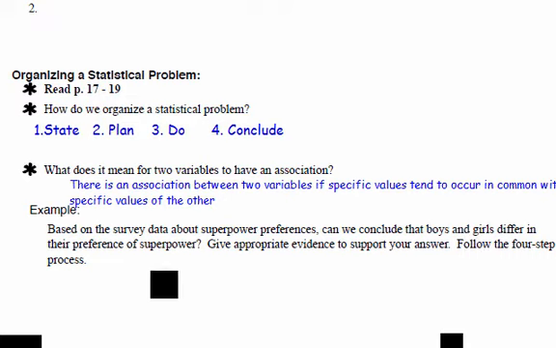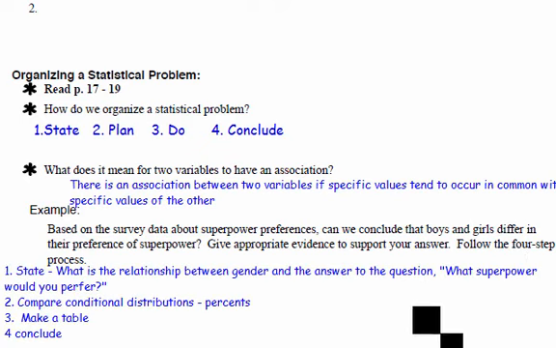Okay, so example. Based on the survey data about superpower preferences, can we conclude that boys and girls differ in their preference of superpower? Give appropriate evidence to support your answer. Follow the four-step process. Okay, so what is our four-step plan? State what the question is. What is the relationship between gender and the answer to the question, what superpower would you prefer? Compare conditional distributions or your percents. Make a table. And then, of course, conclude.